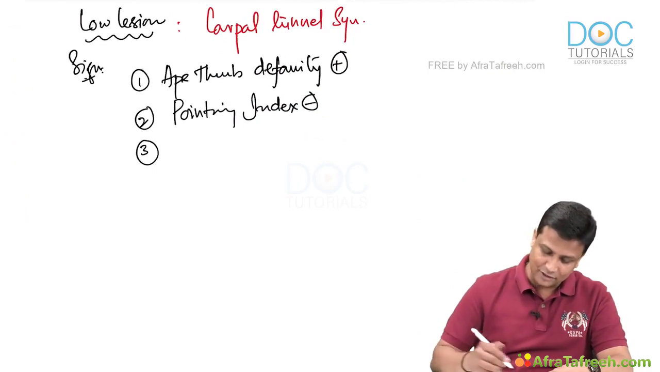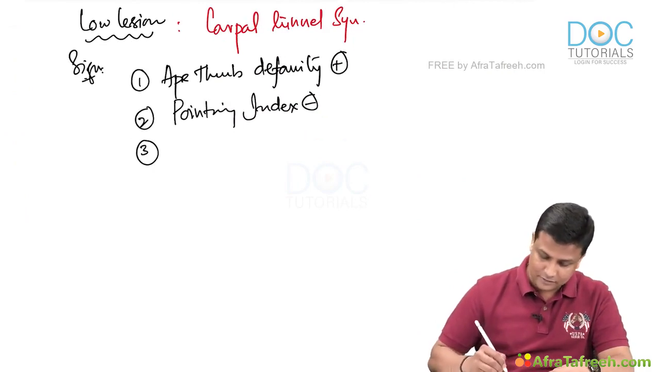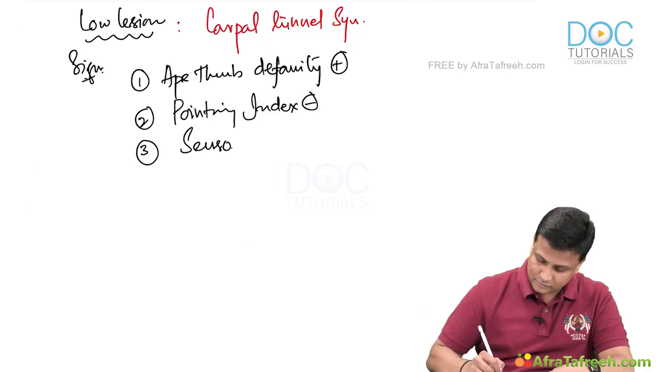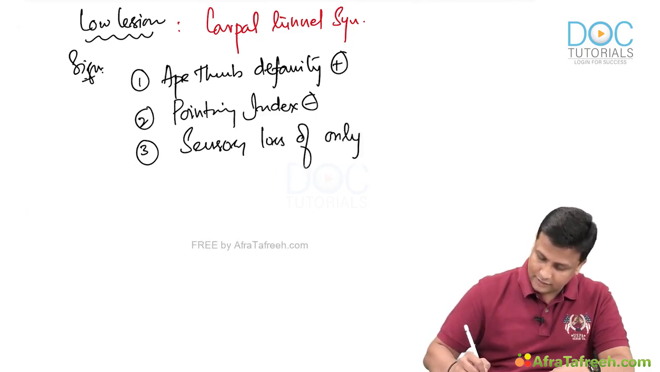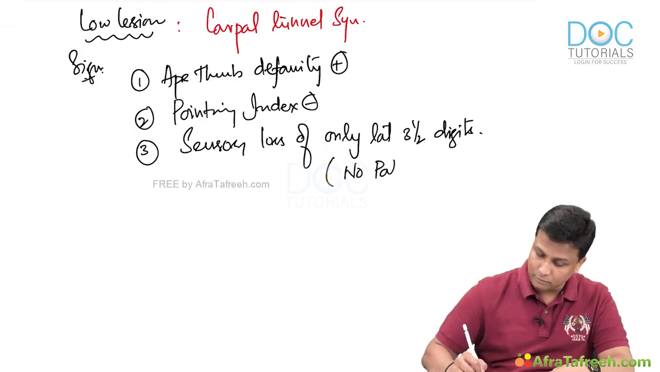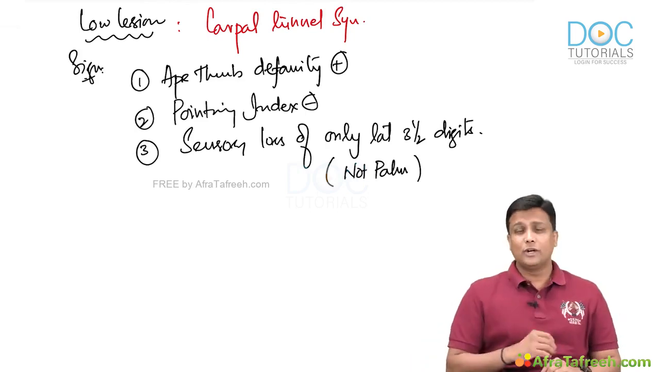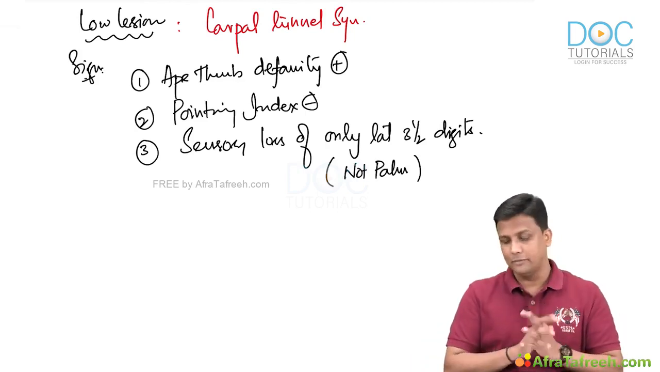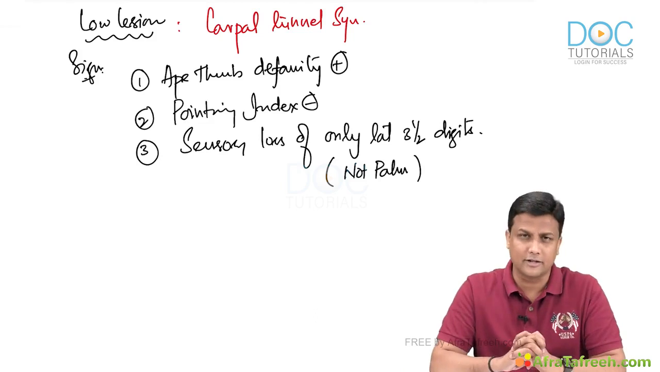So let us mention here the sensory loss of only the lateral 3.5 digits. Why? Because only the digital branch is involved, and better you write down there, no palm. So sensory loss of only the lateral 3.5 digits, not the palm. That is the condition in carpal tunnel syndrome.